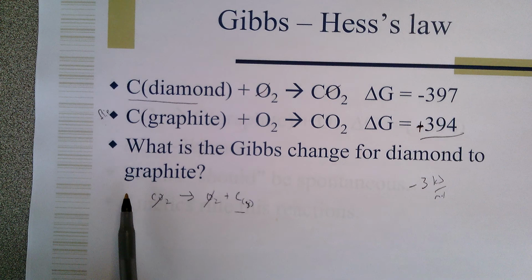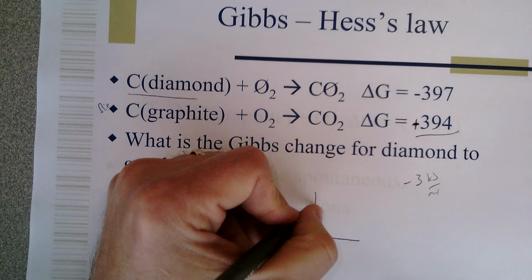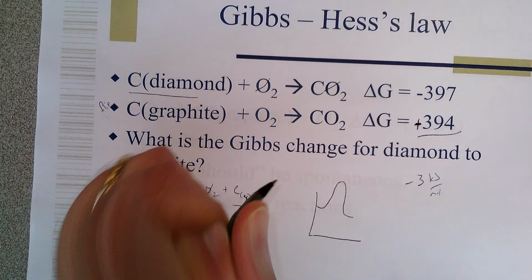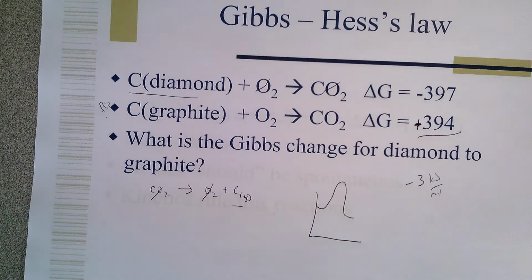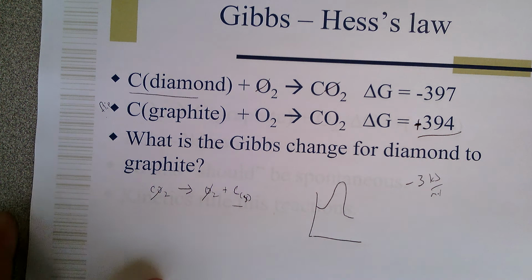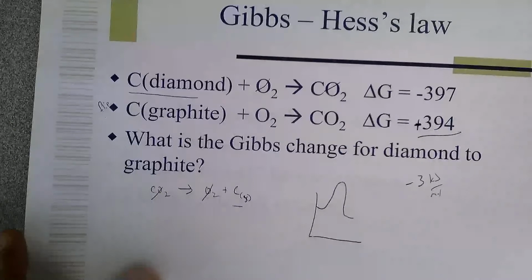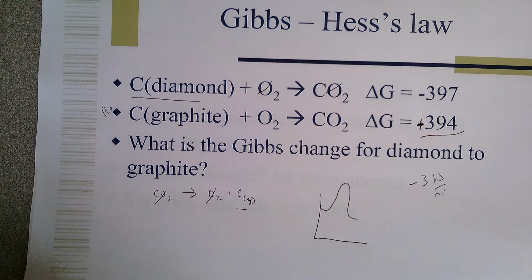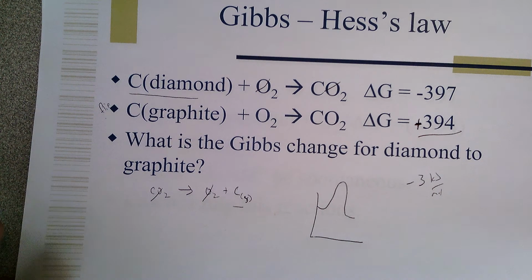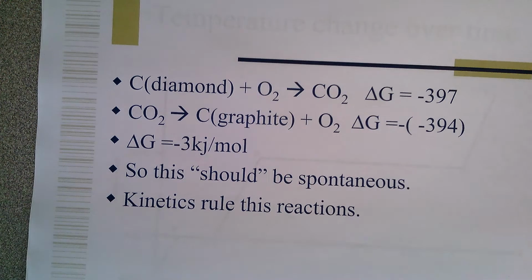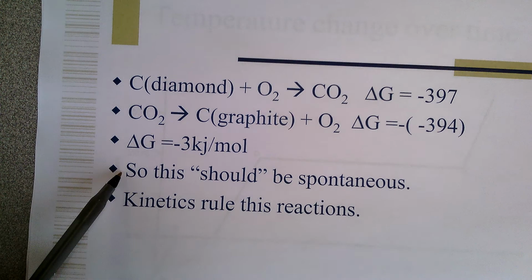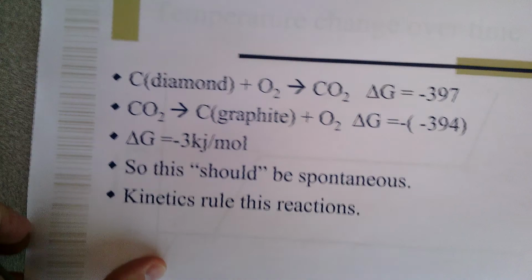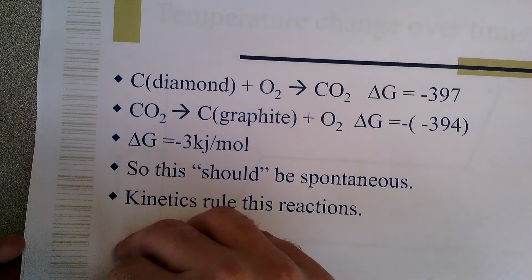That doesn't mean it happens, and it doesn't mean it happens quickly, right? It is technically a negative delta G, but it has a very high activation energy, so it does not happen quickly or relatively at all. I mean, it happens, but it's over the course of like a million years or something like that. So diamonds aren't really forever. It is spontaneous for them to burn and to turn into graphite. It's just hard to break those bonds and actually shift that stuff around. So it should be spontaneous, but kinetics rule this reaction, and so it doesn't really happen at any normal rate.